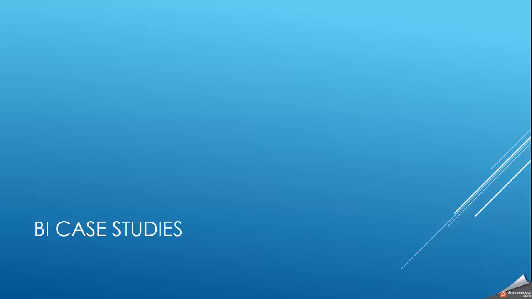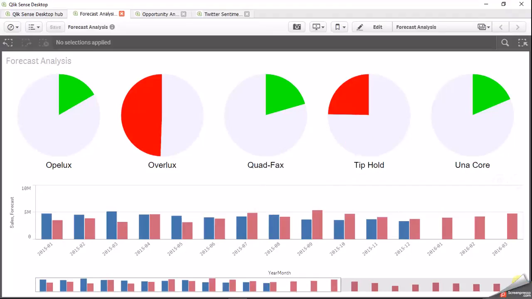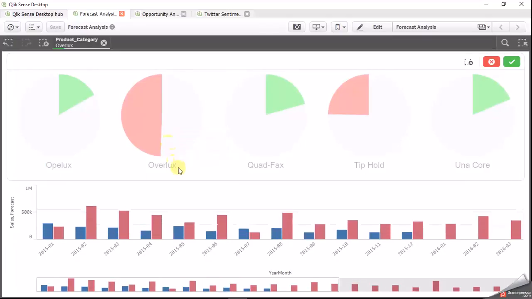Let's now look at our 3 case studies. The first case study looked at forecast analysis. The pie gauges show us the performance for each product category. The bar chart shows us a trend by month. We can drill into a poor performing category, in this case overlooks, to view the trend for that category over time.